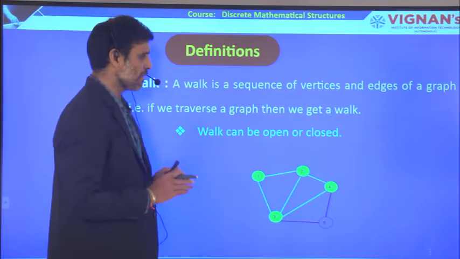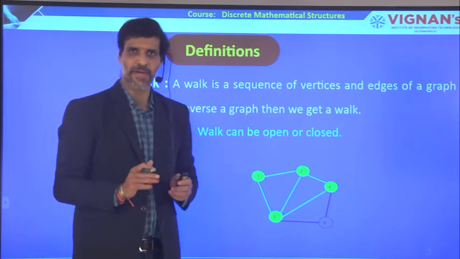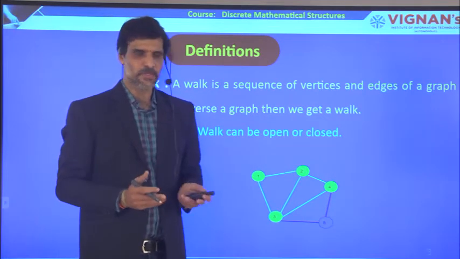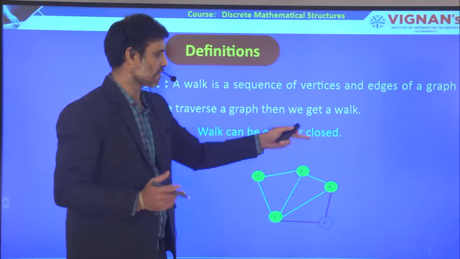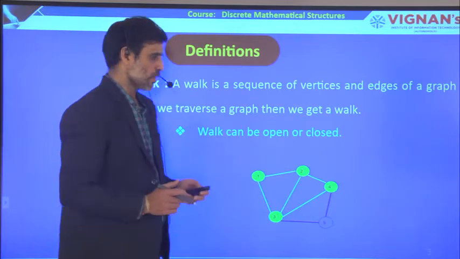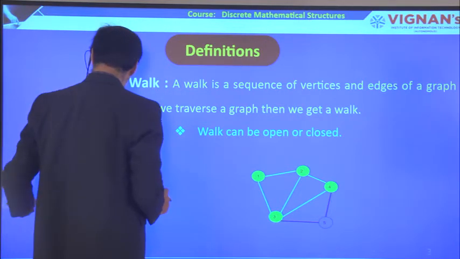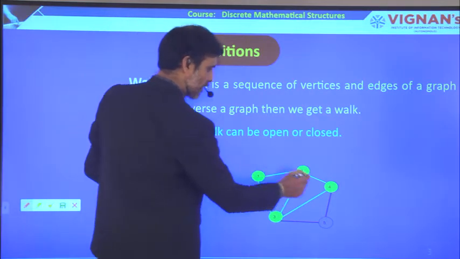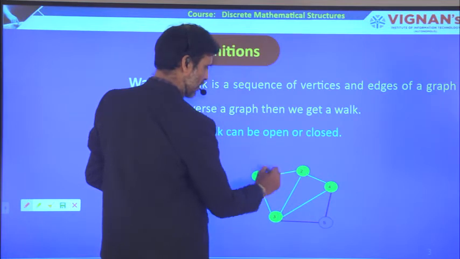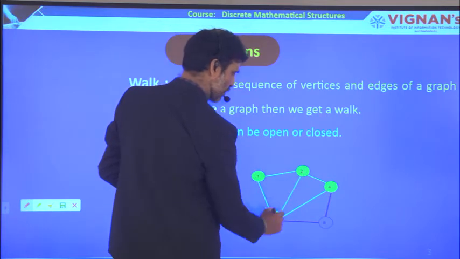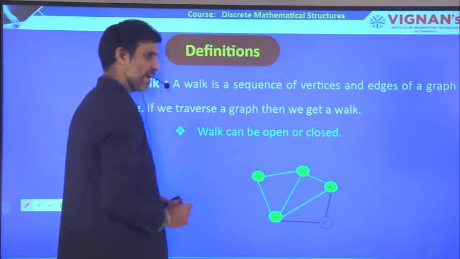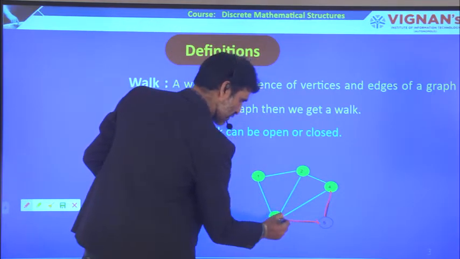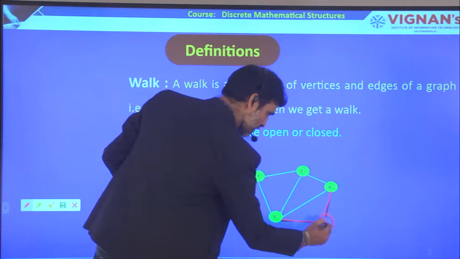So a walk can be either open or closed. We say that a walk can be classified into two types: one is called the open walk, another is called the closed walk. What do you mean by an open walk? Let us define what is an open walk. How many vertices are given in this graph? Totally 5 vertices: 1, 2, 3, 4, 5. This is the fifth vertex which is given here.